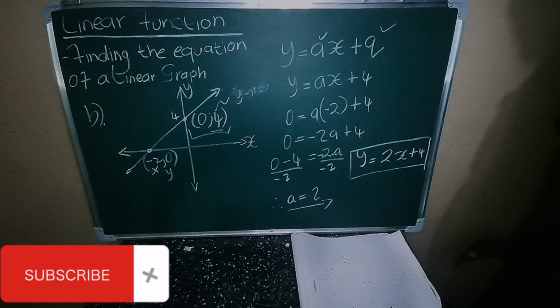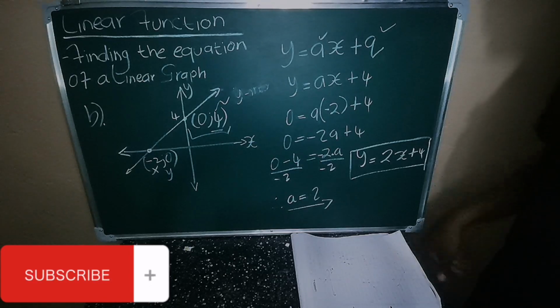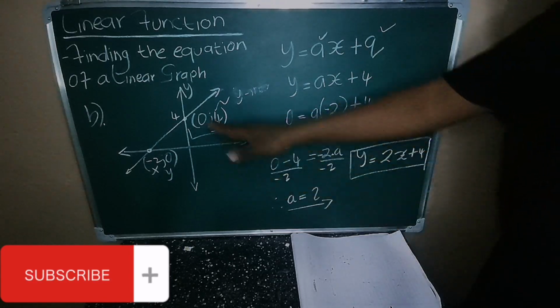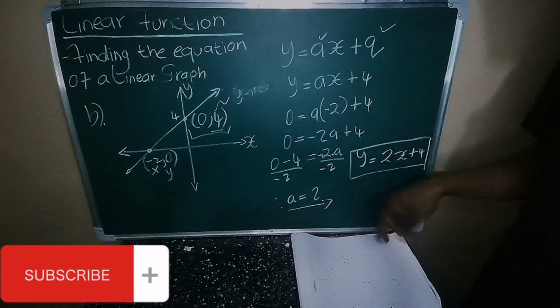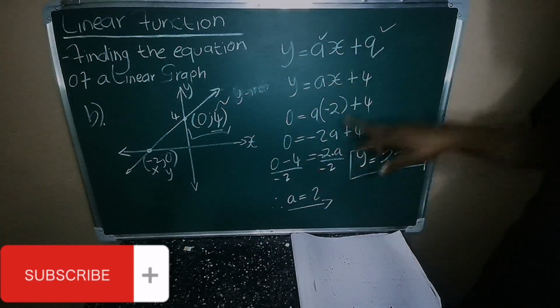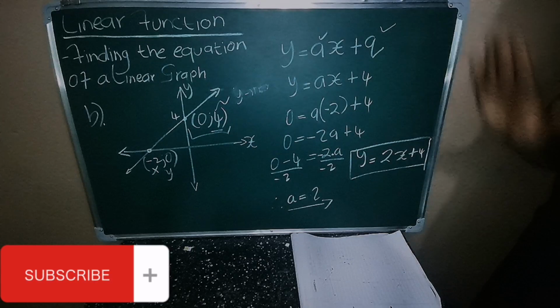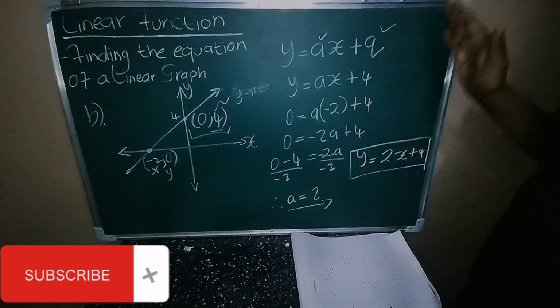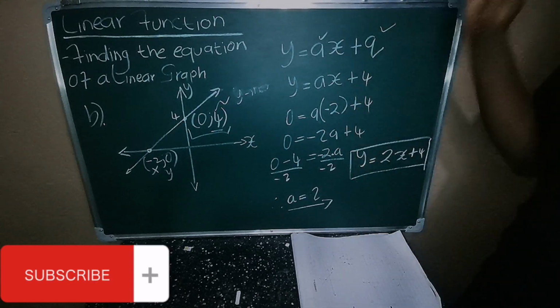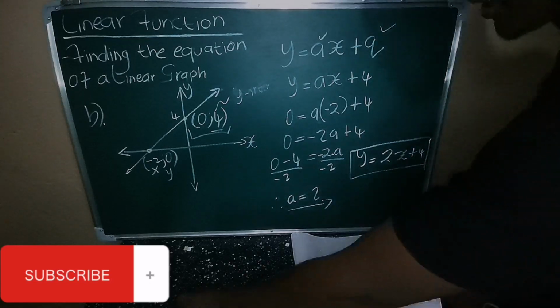So the question you must ask yourself at all times, in a straight line, is: do we have the coordinates of our y-intercept? If yes, just take out that y-coordinate and put it where q is. That's the basic logic for finding the equation of the straight line. Let us go to the last question, guys.